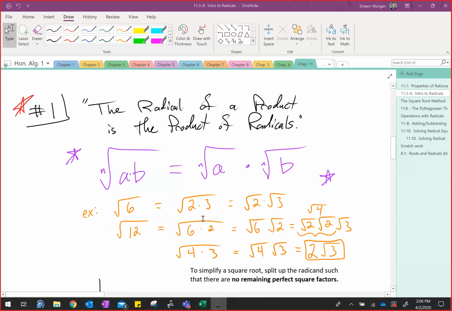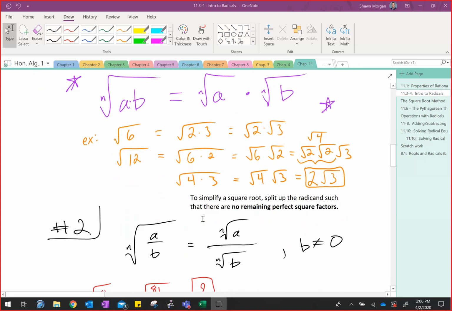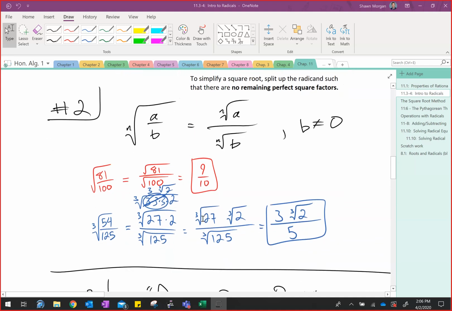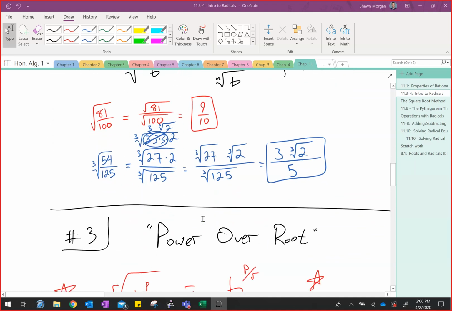So in our recent class last Tuesday, we talked about some of our first radical rules. We talked about the radical of a product as a product of radicals, and same thing with radical rule number 2. We said just split up the fraction, take the square root of the top, square root of the bottom, for example, or cube root of the top, cube root of the bottom.